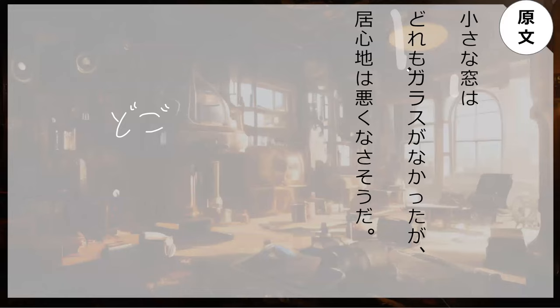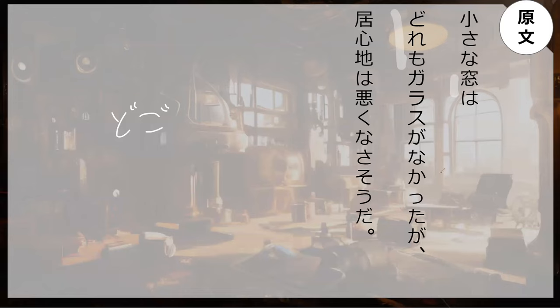Garasu ga, all the glass. Is this glass referring to the glass of the window? Yes, garasu is glass, like glass in a window. Nakatta ga, there's no glass. Nakatta is the past form of nai. Garasu ga nakatta.